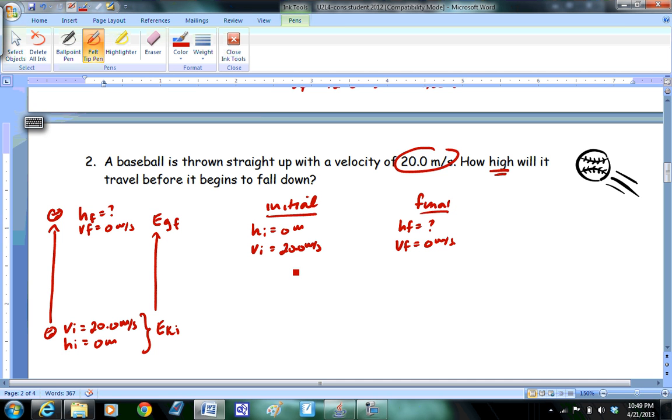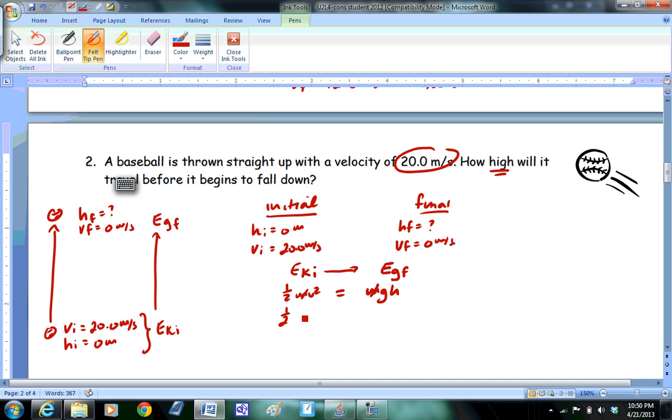So what we know is this. The Ek is going to be changed into Eg at the end. Sorry about that, let me fix this. And we gain some gravitational potential energy. We know my equations: 1/2 mv squared is mgh. And much like before, masses will cancel.